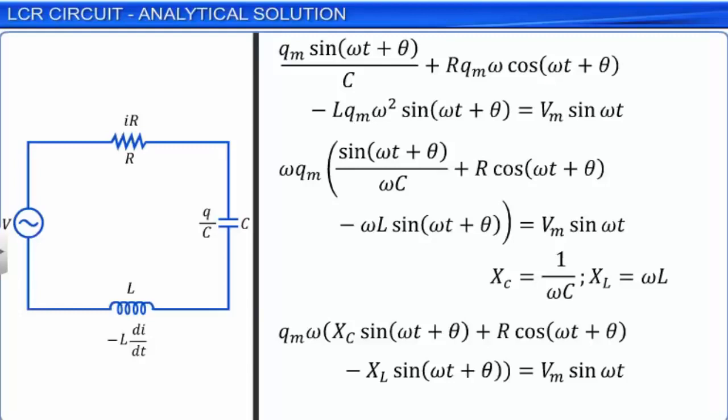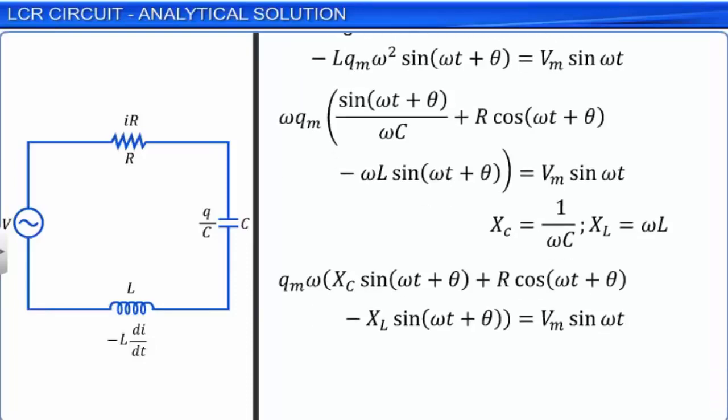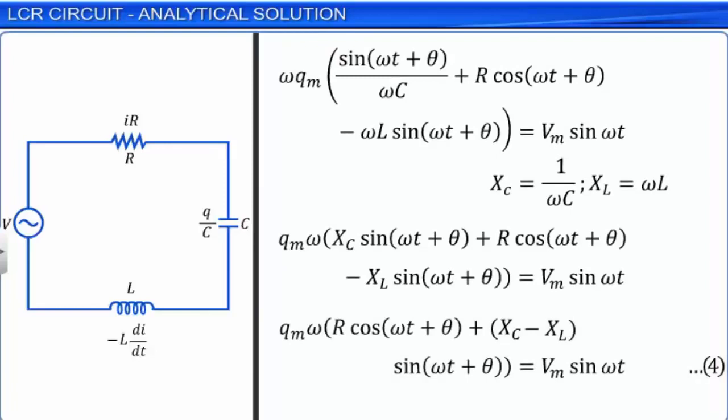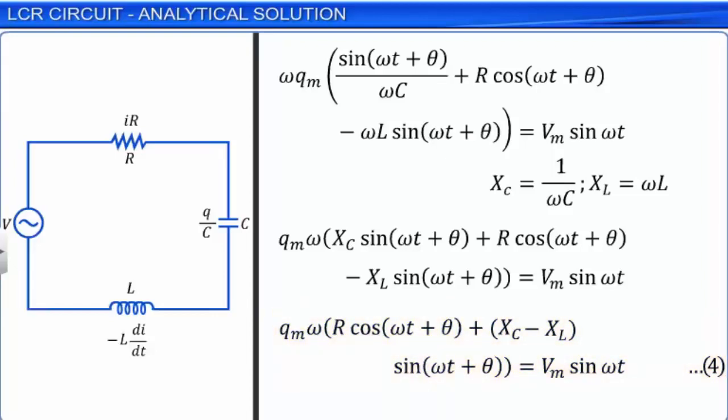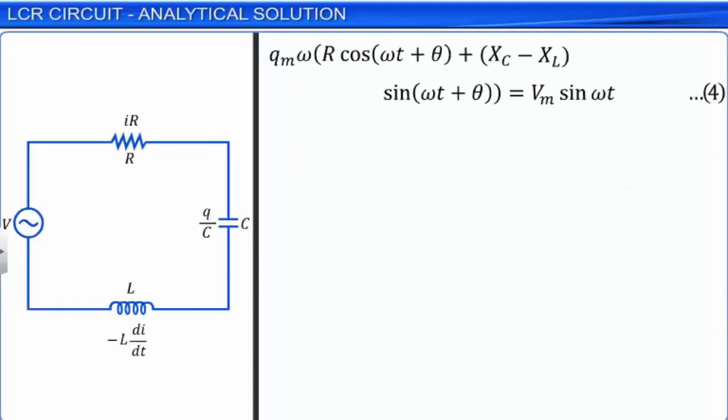Or omega Qm into [R cos(omega t plus theta) plus (Xc minus XL) into sin(omega t plus theta)] equal to Vm sin omega t. Let this be equation 4. Similar to resistance in a DC circuit, we introduce a quantity, impedance, in AC circuits, denoted by Z. Here, Z is the impedance of the LCR series AC circuit and is expressed as Z is equal to under root R square plus (Xc minus XL) square.